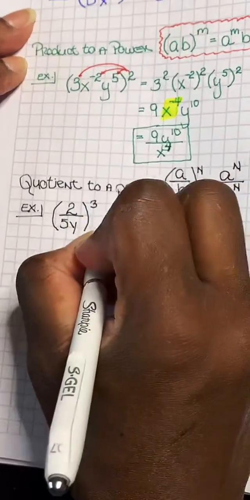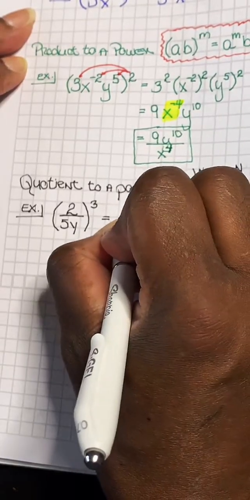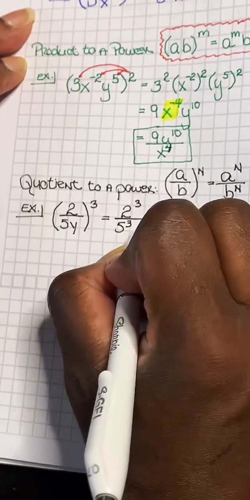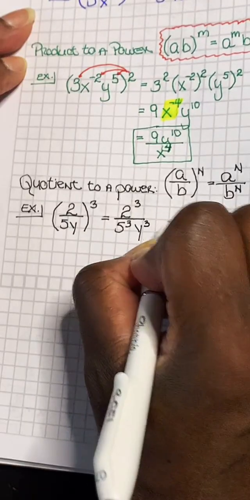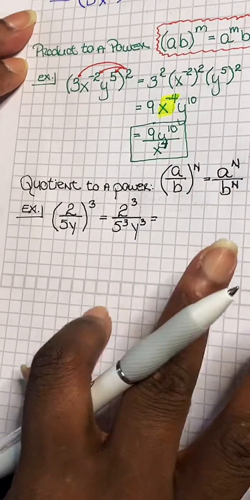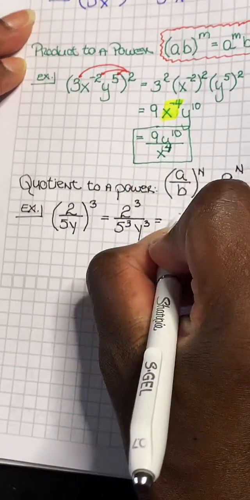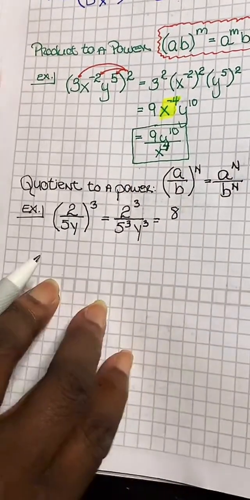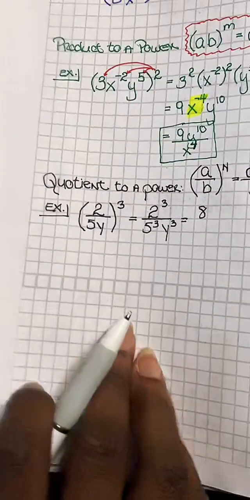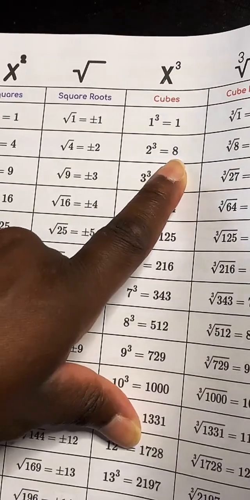I break things down step by step. So we're raising everything. That means the 2, as well as the 5, and as well as the y to the 3rd power. Now, 2 to the 3rd power, that's 2 times 2 times 2. 2 times 2 gives me 4. 4 times 2 gives me 8. Okay? And if you can't remember that, guess what? My handy dandy notebook, 2 to the 3rd power gives me 8.